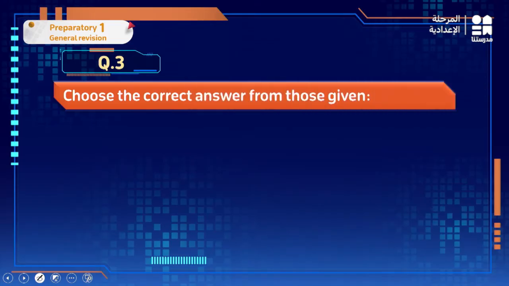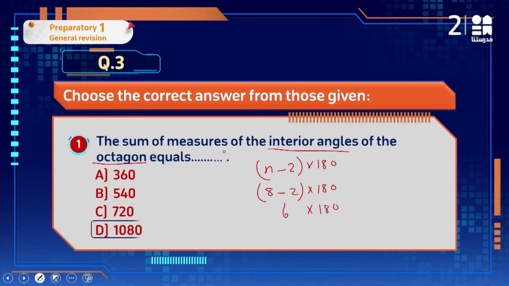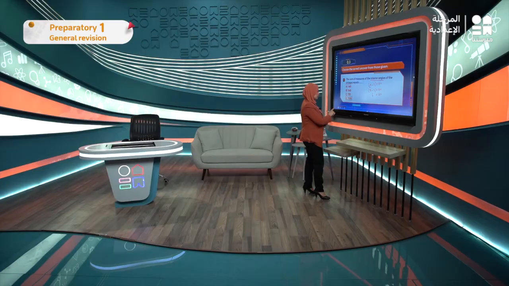Question 3, choose the correct answer from those given. Number 1, the sum of measures of interior angles of the octagon. How many sides for the octagon? 8 sides. Let's write the rule. N minus 2, where N represents the number of sides, times 180. N is 8, minus 2 times 180, which is 6 times 180. So the answer is 1080.